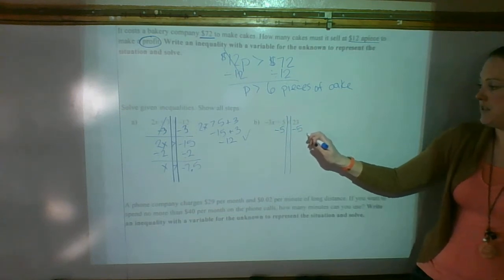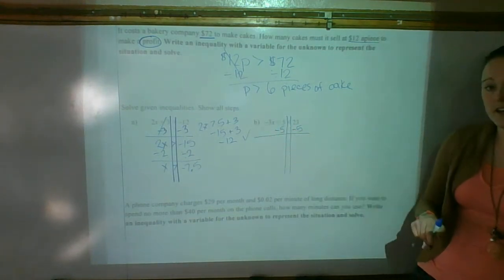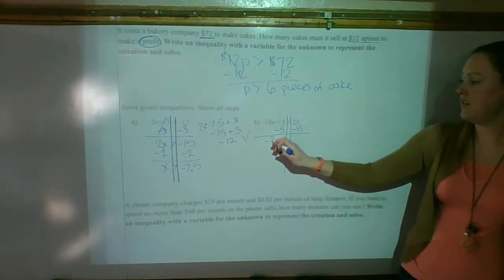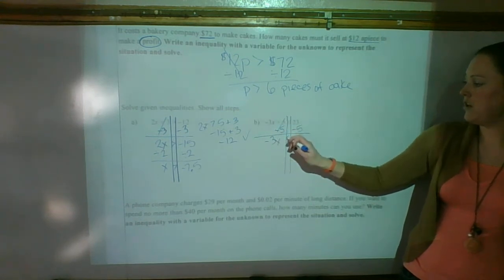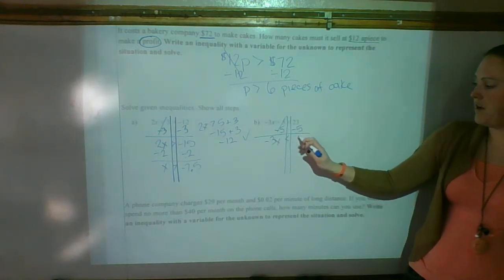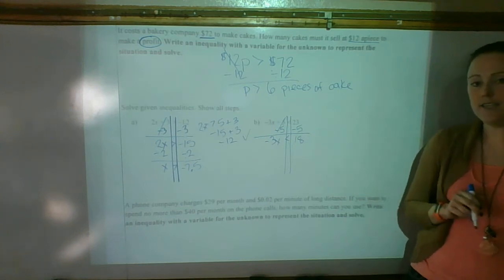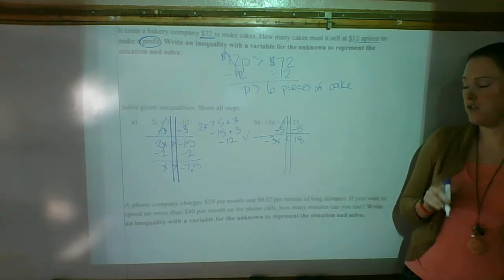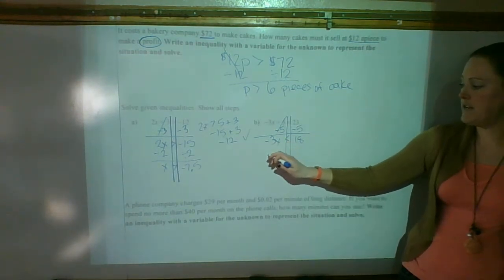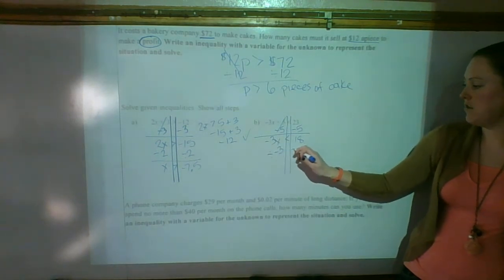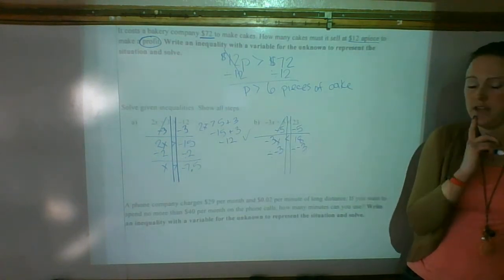I'm doing the opposite of the order of operations, so I got rid of that extra plus 5 first. That leaves me with negative 3 is smaller than 23 minus 5 is 18. Now here's the really tricky part. When I divide this by negative 3, there's something special that happens.